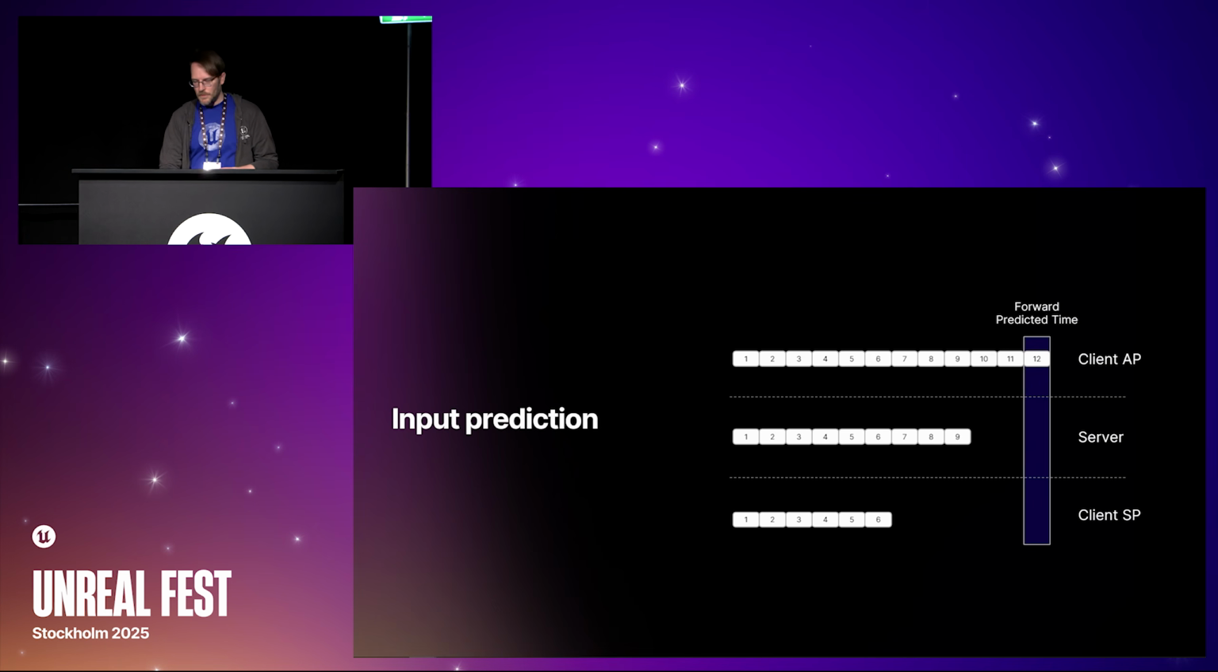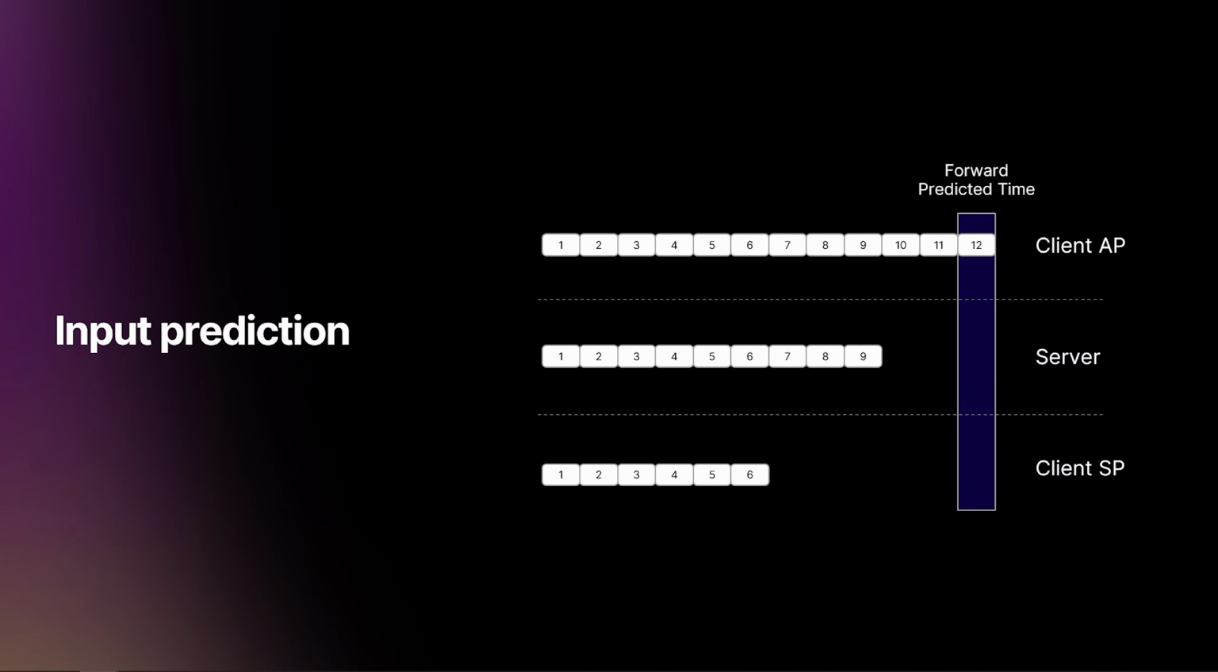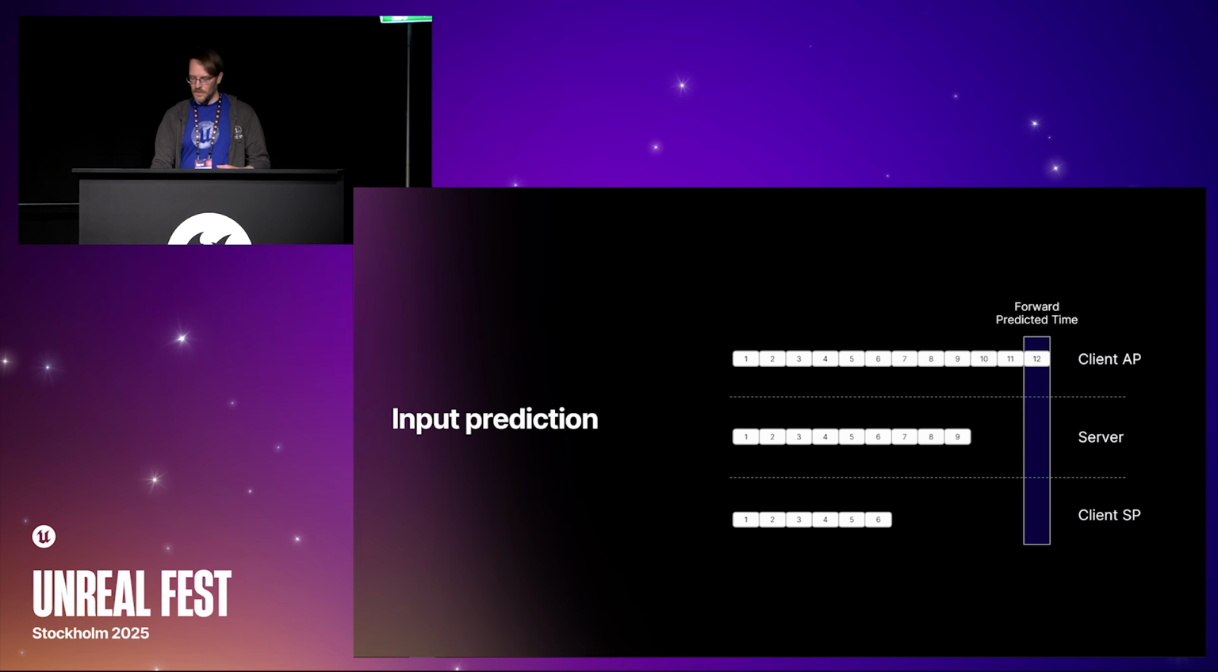And to explain this and another issue coming up, we'll talk a little bit about inputs and input prediction. So at the top, we have the client autonomous proxy, your local player, then the server, and then the client simulated proxy, my player on someone else's computer. So the autonomous proxy at the top produces its input. It has the latest input, 12, but it takes time to send inputs to the server. So the server has, at this point in time, only received input 9, and the server sends it to sim proxies, and that also takes time. So the sim proxy has only received input 6.